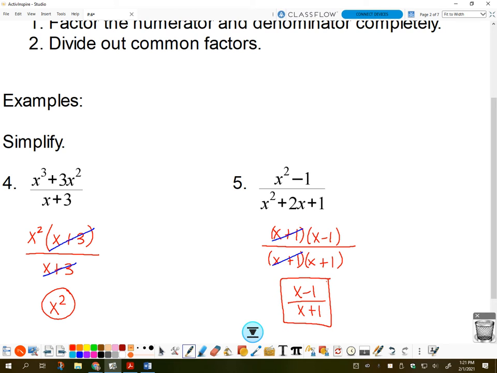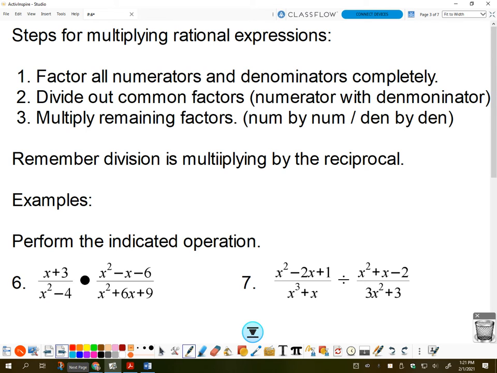Alright, so they give you a single rational expression, one fraction, then you factor the top, factor the bottom, divide off things that look the same from top to bottom, write down what's left. That is all.